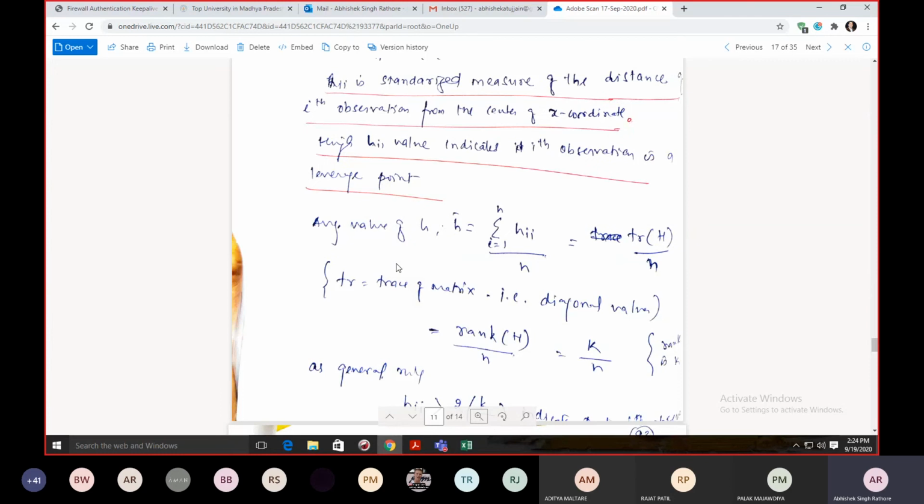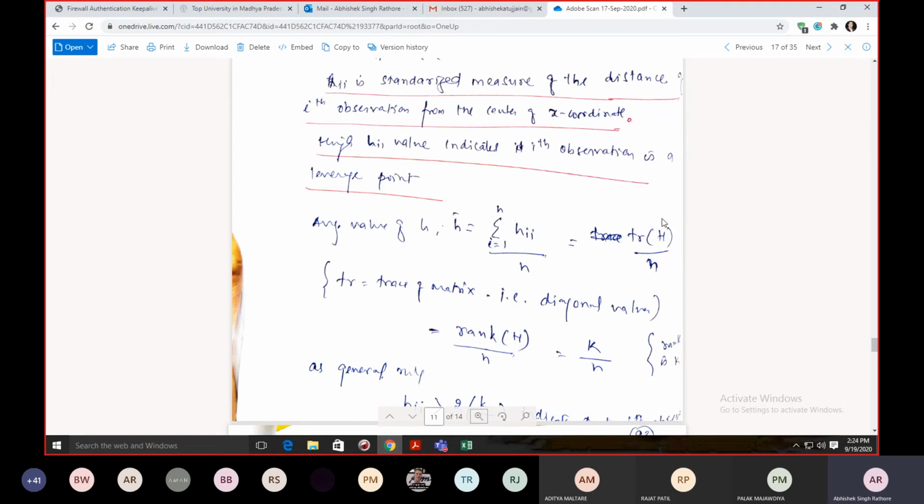Fine. So let's say the average value of h is the summation of hii upon n. This means you are getting the trace of h. So again my question is, what do you mean by this trace of h?